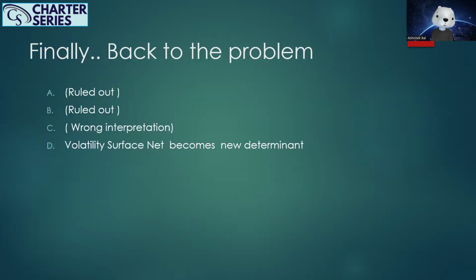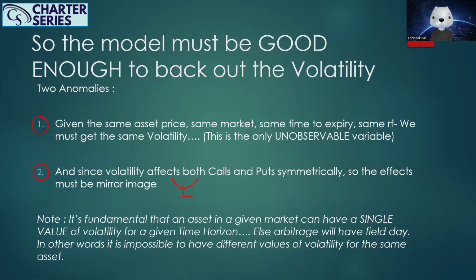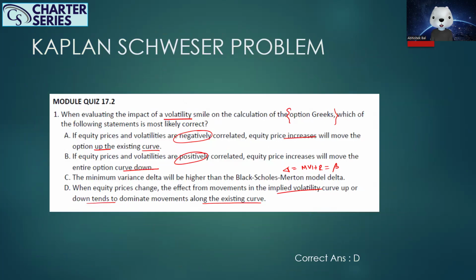Okay, so now that we have gotten through this, let's understand why option D is correct. So I say option A is ruled out, option B is ruled out, option C is a wrong interpretation. By elimination, D is correct, but D is correct also because I just explained the volatility surface and its importance. Let's revisit the problem once again. What does it say? If equity prices and volatilities are negatively correlated, equity price increase will move the option up the existing curve. No, equity price increase will move the option down the equity curve.